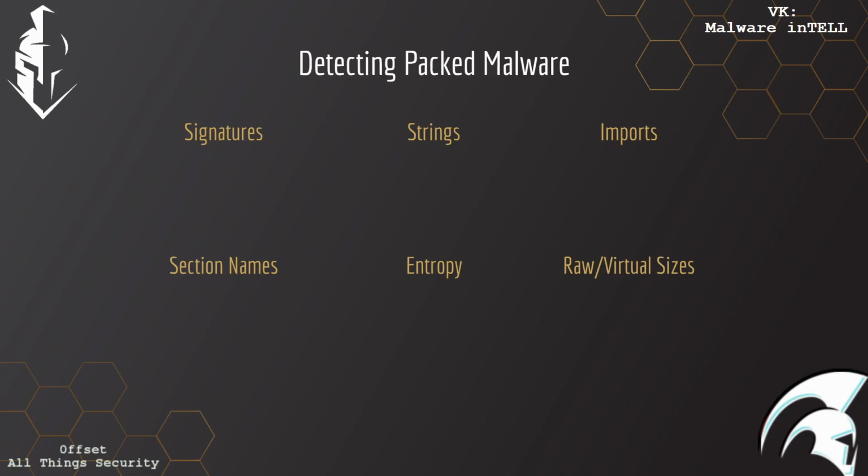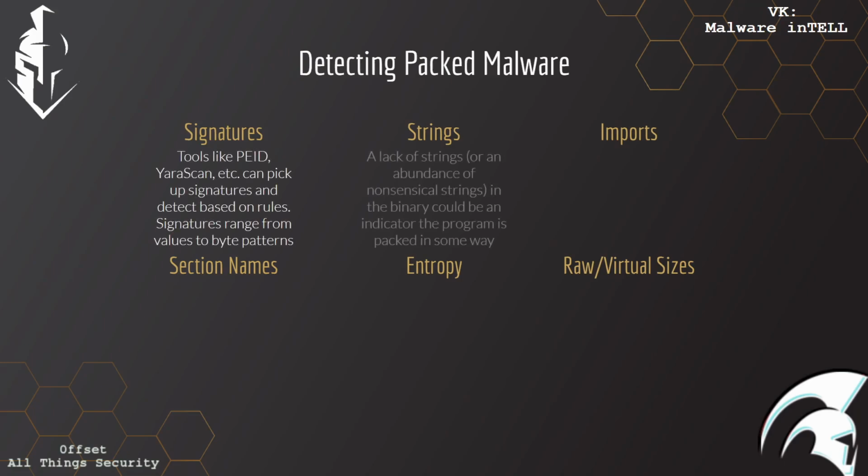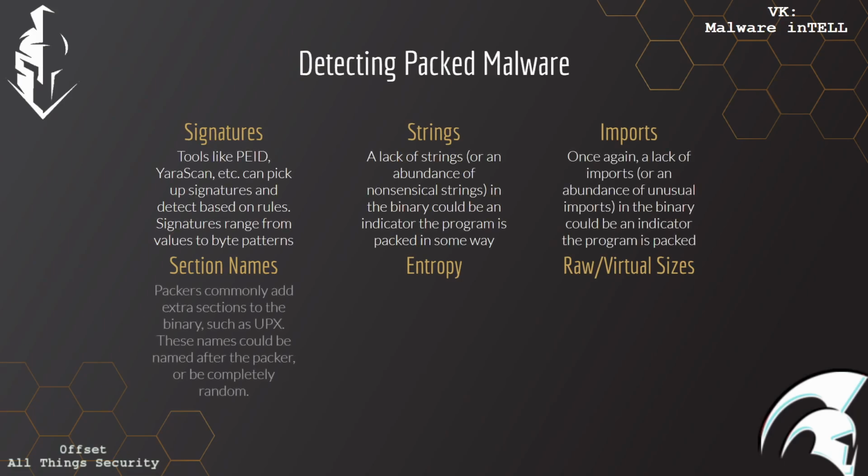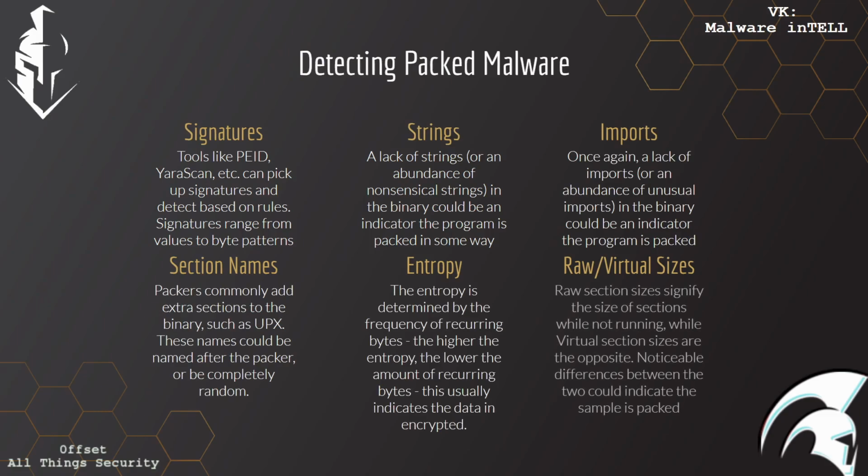So first up, we've got signatures. Tools like PEiD or YARA can pick up signatures and detect based on rules. These signatures can range from specific hard-coded values to byte patterns. So this can pick up things like it's got UPX in the section names, so this is probably going to be UPX or something like that.